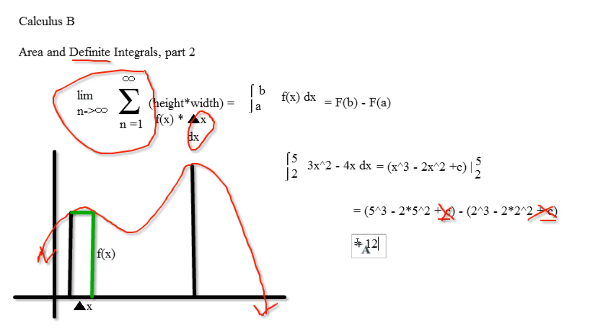So this turns into 125 minus 50, minus 8 minus 8, which is really interesting. That turns out to just be 75 as the actual area underneath this curve from 2 to 5. That's the really cool part about this. And let's see in Desmos what we actually did.